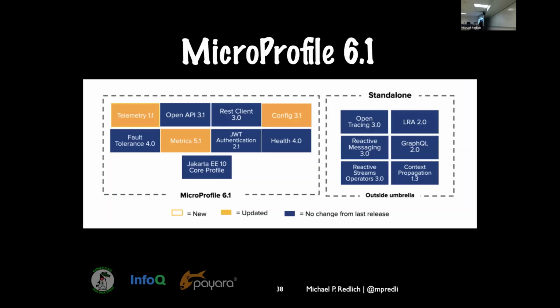LRA is Long Running Actions, and I can't give you a real good description of that because I'm still trying to figure it out. You have some stuff for Reactive, Context Propagation, and then GraphQL, which has been up and coming for the last few years. For this JWT bridge, I think we're going to target version 7 to have that specification sitting inside it. So that's the deal.